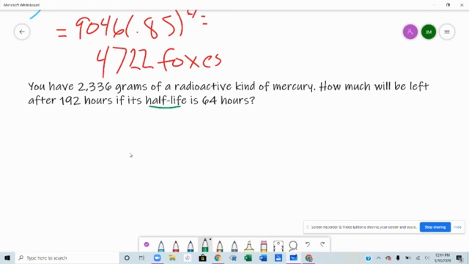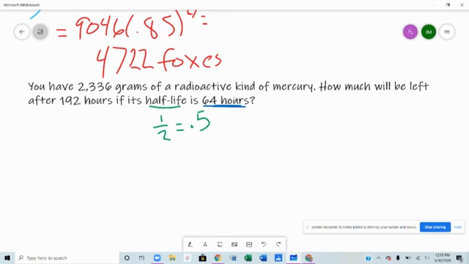Okay, so short little lesson on what half-life is. Half-life means half. It means there will be half of it left after that certain amount of time. So if you're starting with 2,336 grams, half of it will be left after 64 hours. And then in another 64 hours, half of that will be left. And in another 64 hours, half of that will be left, and so on and so forth. But half-life occurs based on however much time it says right here, or wherever it is in your problem. So it says half-life is 64 hours.